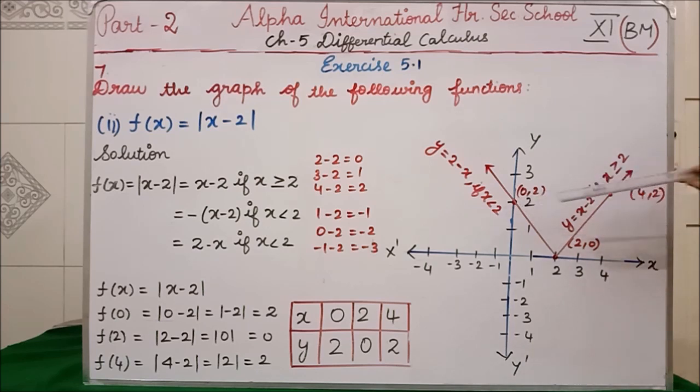If you join (0, 2) and (4, 2), you will get a straight line parallel to the x-axis, isn't it? Now, you see students, this side, in the graph, is the first quadrant. Everything will be positive, isn't it?